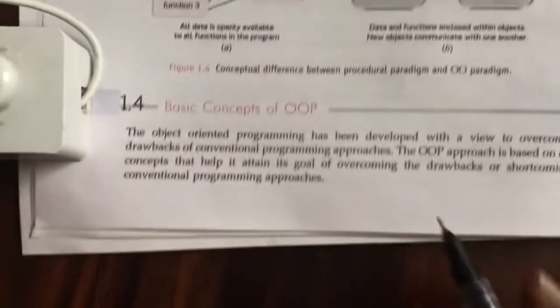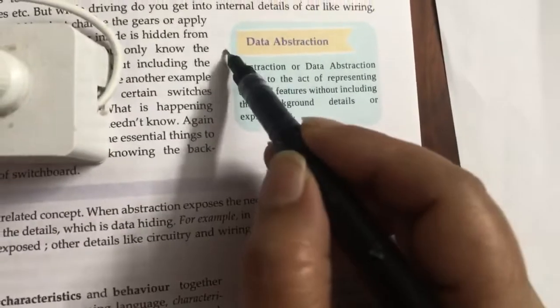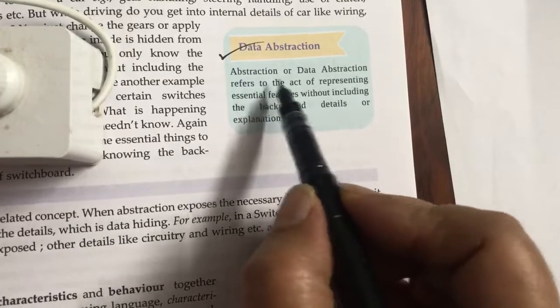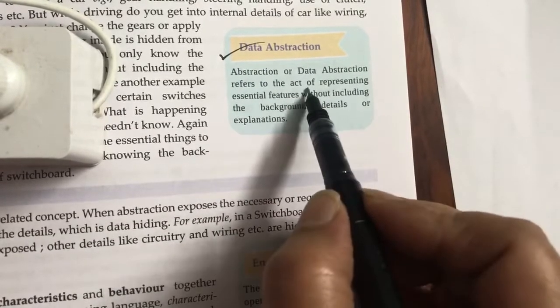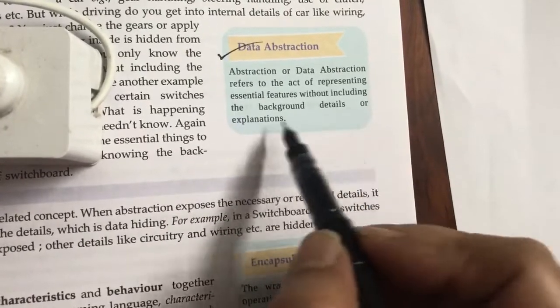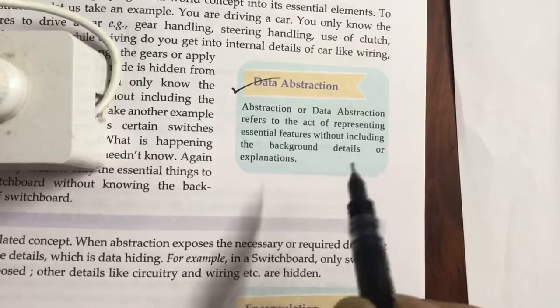Then we come to different concepts of OOP. You don't have to go into detail. You just have to learn the definitions. First is data abstraction. Now abstraction or data abstraction refers to the act of representing essential features without including the background details or explanation. Now here, suppose we have a car.